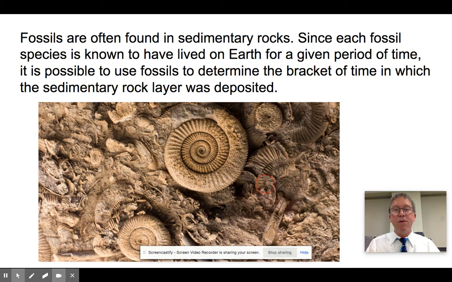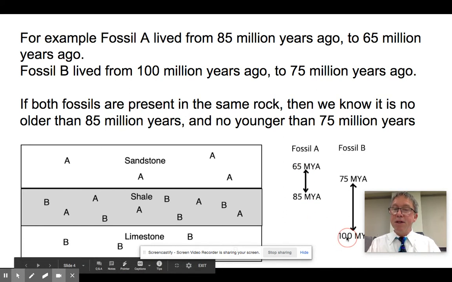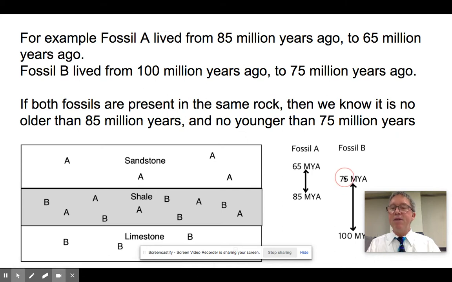So fossils are a great way of determining the age of sedimentary rocks, whereas absolute ages are great for igneous rocks. So let's just look at how we would actually do this. Let's say that fossil A lasted from this time frame. It first evolved 85 million years ago, and it went extinct 65 million years ago. So there's a 20 million year time bracket in which fossil A existed. Now let's say fossil B had a slightly longer one. It evolved 100 million years ago, and it went extinct 75 million years ago. So if I find a rock and all it has in it is fossil A, what I know about this layer is this layer must have been deposited sometime between 85 million years ago and 65 million years ago.